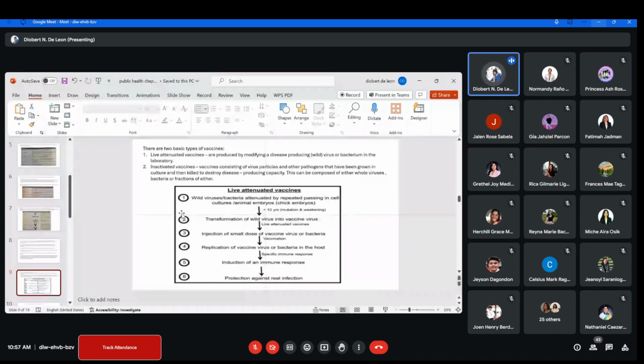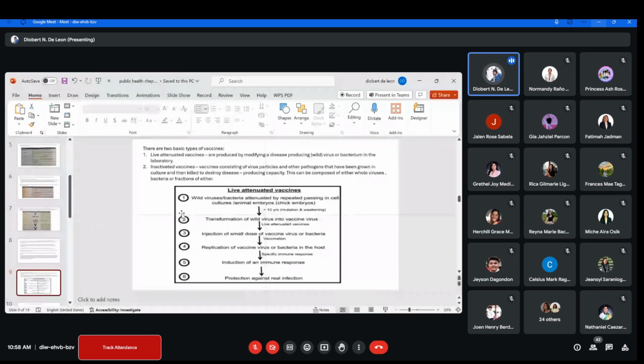No? Live attenuated vaccines are produced by modifying a disease-producing wild virus or bacterium in the laboratory. And we have the second type of vaccine. We have the inactivated vaccines. Vaccines consisting of virus particles, no? Katong mga virion. And other pathogens that have been grown in culture, gina-culture siya, and then ginapatay siya, killed to destroy disease-producing capacity. This can be composed of either whole viruses, bacteria, or fractions of either.